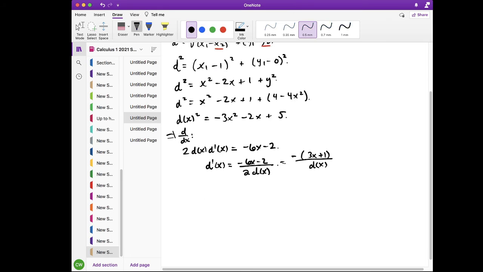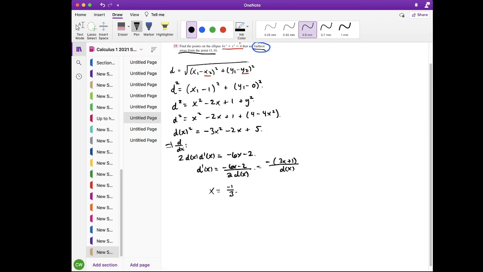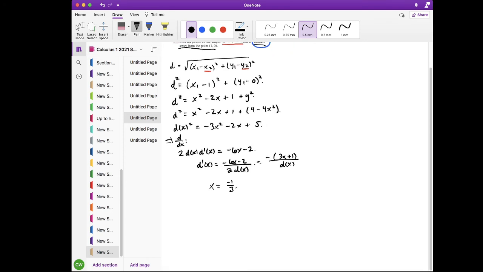Okay, so what is x? x is equal to negative 1/3. Okay, cool. Let's just verify this is a maximum. What do you know about d of x? Is it positive or negative?